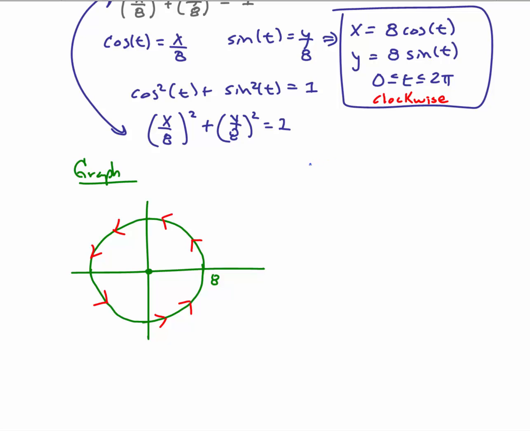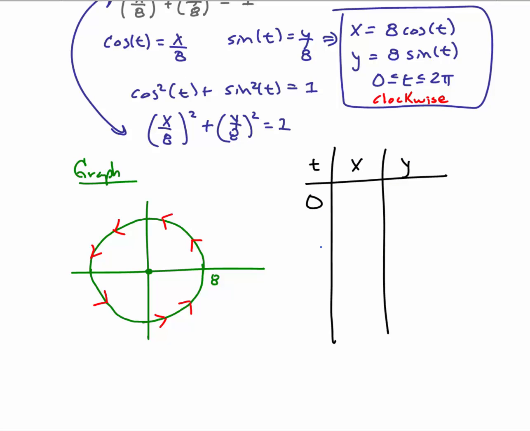Okay, so I'm going to choose values of t because I want to double check this. And then I'll have x, and then I'll have y. So let's start at 0 and go to pi over 2, pi, 3 pi over 2, and 2 pi. And let's see what our movement is. So if I plug 0 in for my x, cosine of 0 is 1, 1 times 8 is 8. So that starts out at 0, 8. So I'm starting up here.